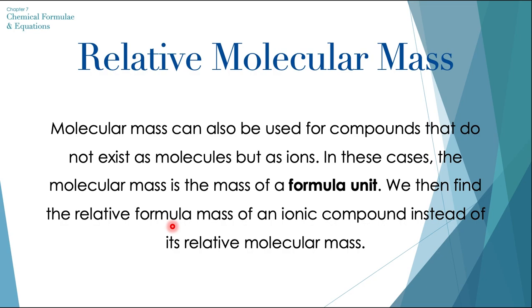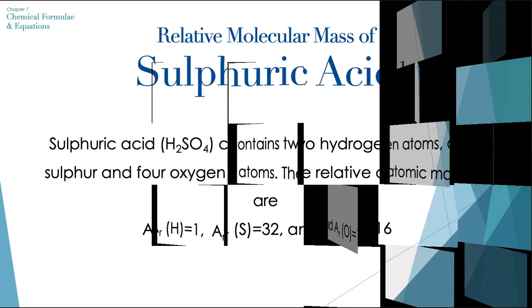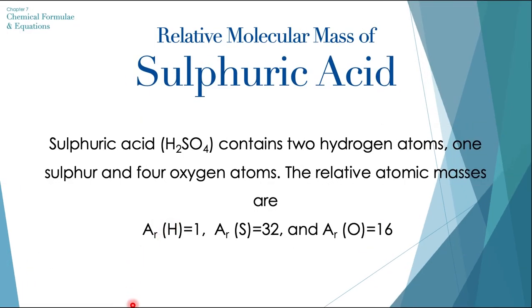But now we're going to learn to find out the relative molecular mass of sulfuric acid. I'm taking sulfuric acid as an example here. We can take any other compound, but the way we do this is something like this. Sulfuric acid, H2SO4, contains 2 hydrogen atoms, you can see this in the formula, 1 sulfur atom and 4 oxygen atoms. The relative atomic mass of hydrogen is 1. You can see this from the periodic table. The relative atomic mass of sulfur is 32 and of oxygen it's 16.